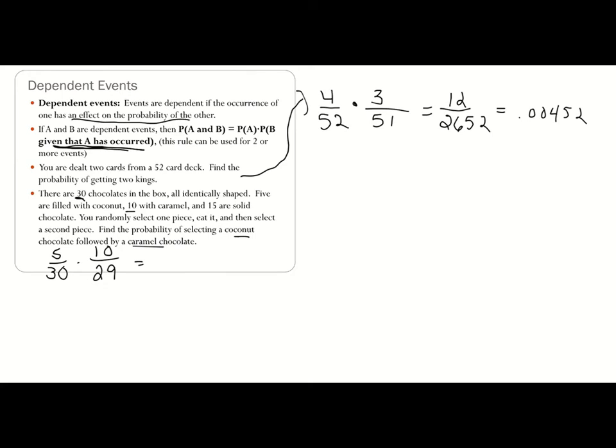When we multiply this together, I'm going to simplify my 10 and my 30 by dividing them both by 10. So that becomes a 1, and that becomes a 3. When we multiply, 5 times 1 gives me 5, and 3 times 29 gives me 87. So my probability is 5/87.